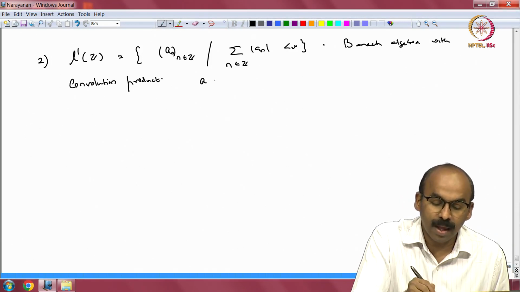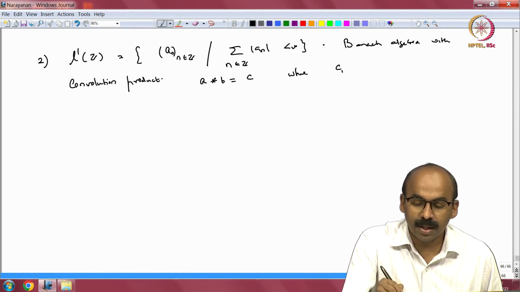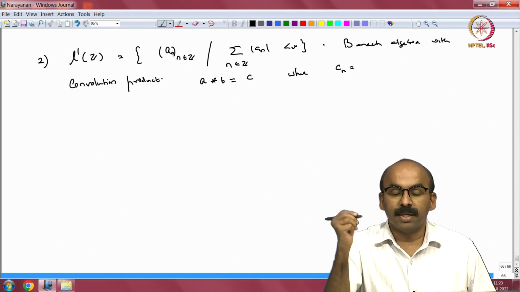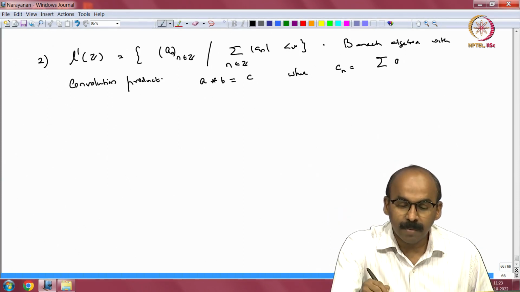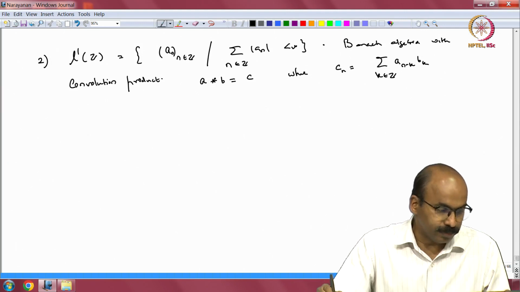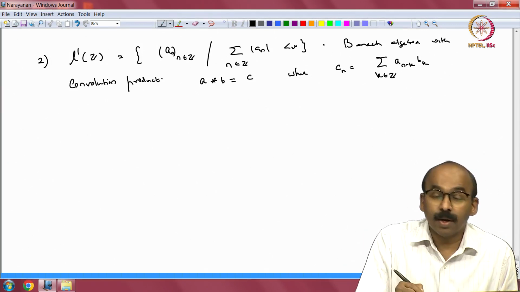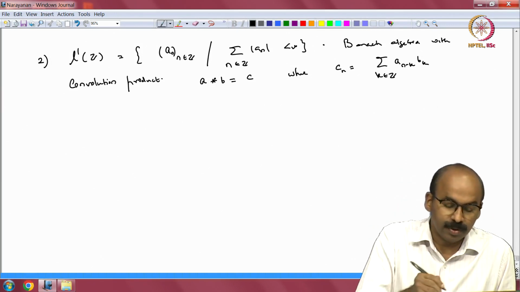What was that? I take A and B. A star B equals C, where C is a sequence whose nth term is given by the sum of a_{n-k} b_k, k running from minus infinity to plus infinity. Now, I want to find out what the multiplicative linear functionals are.